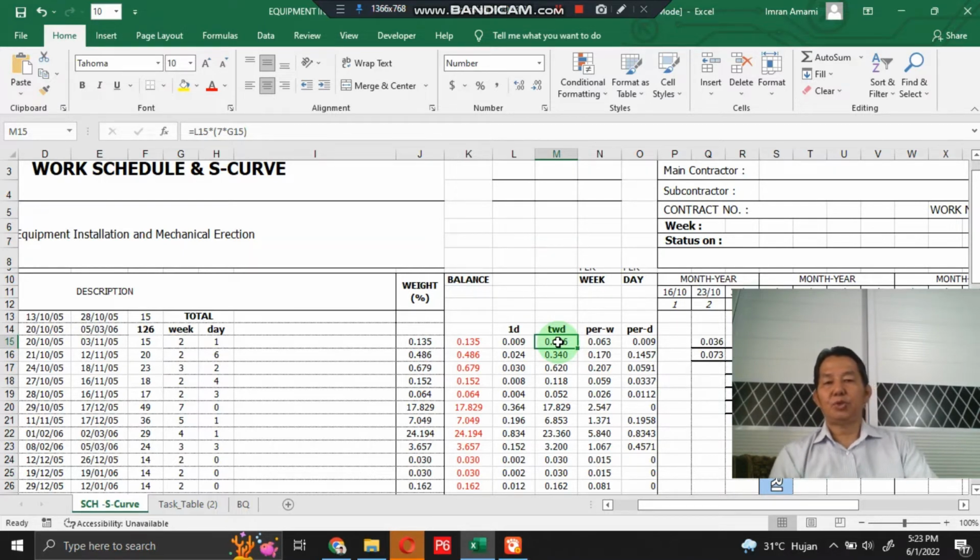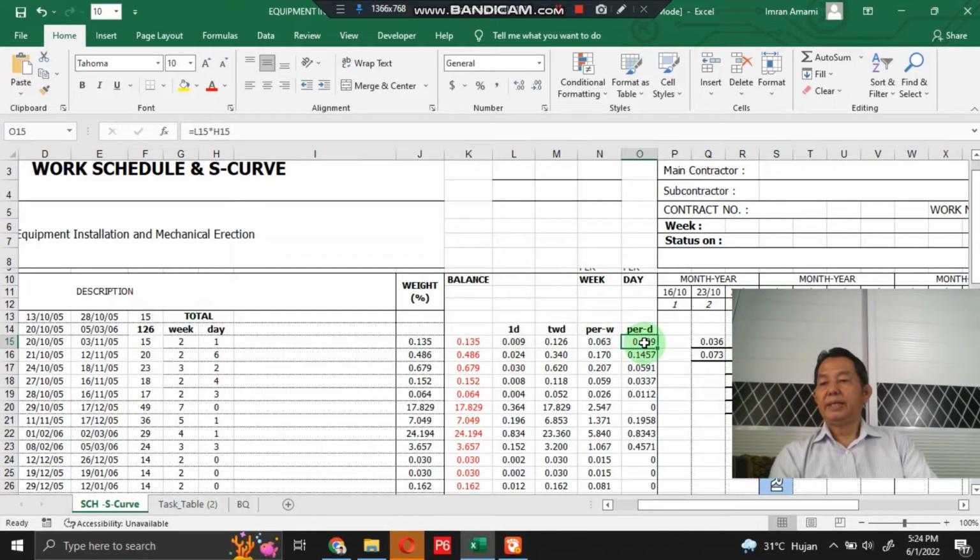This is total weekdays. It can be seen in the cell that there is a formula inside. It has L15 multiplied by G15 multiplied by 7, which means the number of days in a week. So we get total weekdays. And in the cell we got the weight factor per weeks.